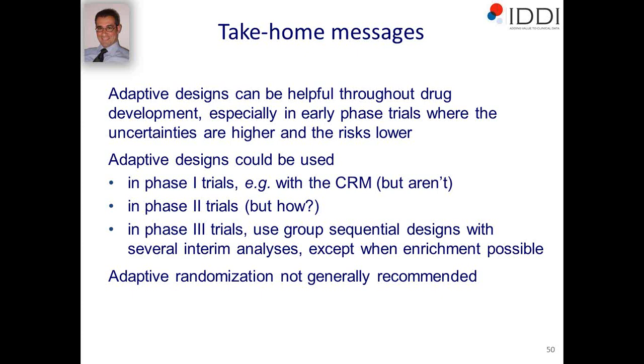There are many opportunities, as we discussed. And in phase 3 trials, the use of group sequential designs with interim analyses appears better than adaptive designs, except when enrichment is possible. That should be considered. And another point is that adaptive randomization is not generally recommended.